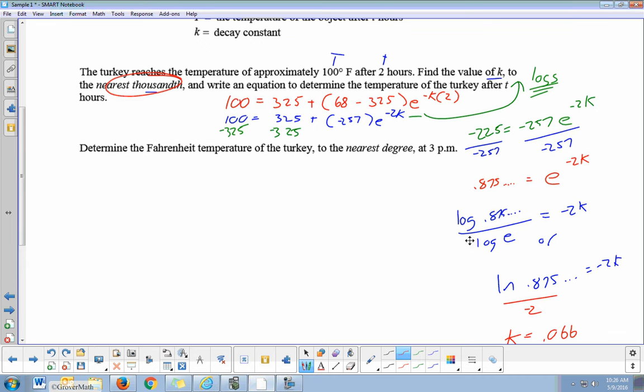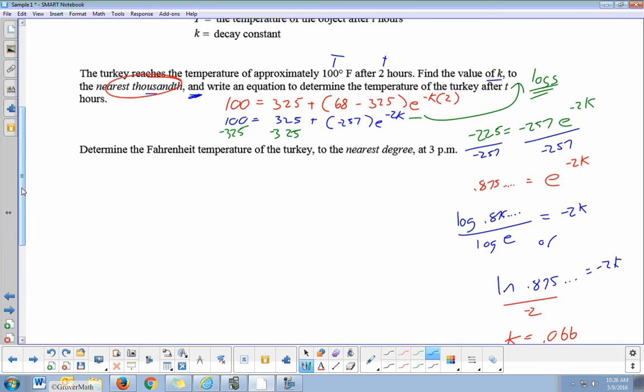So that's why this has to be a part 4, because right there, that's longer than a standard question. If it was just that, that'd be maybe a part 2. But the fact that they want this attached to it, this has to be a part 4 if they're asking a question like this. But something students forget a lot of times here is it says find the value of k to the nearest thousandth. We did that. And write an equation to determine the temperature of the turkey after t hours. We didn't do that yet.